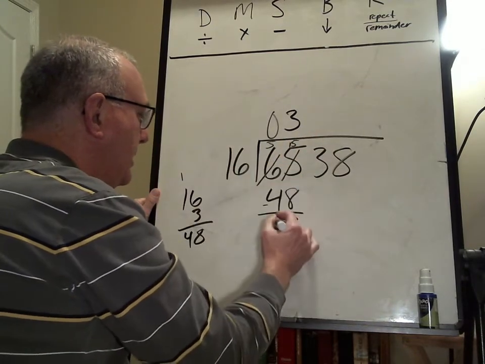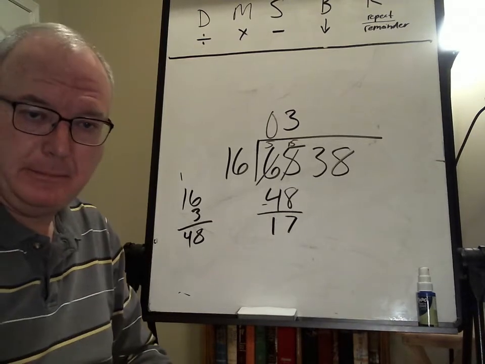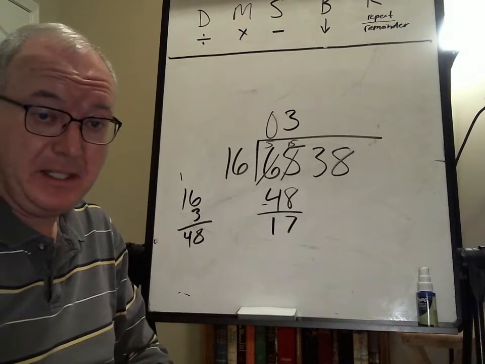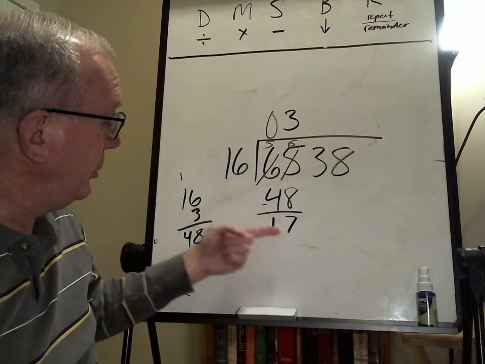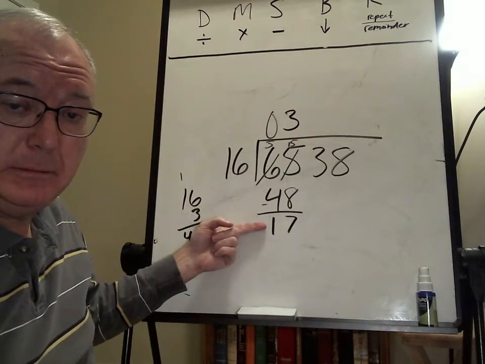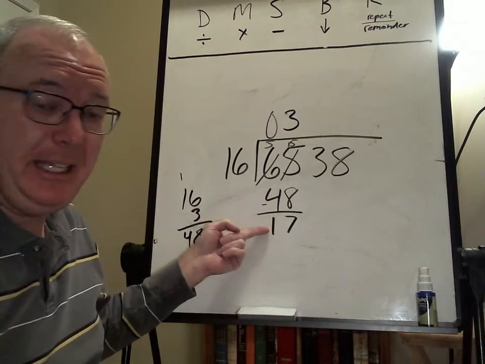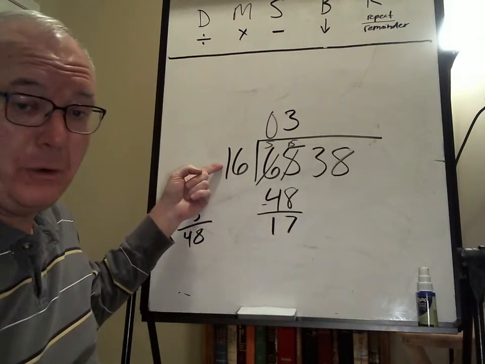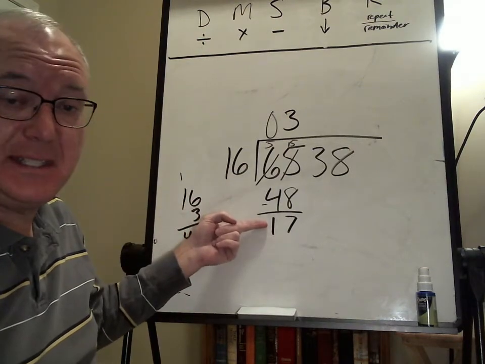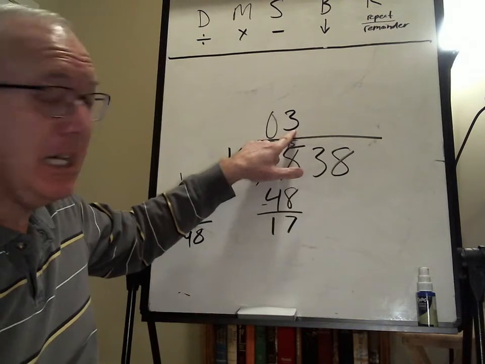And we get 17. We have a problem here. The problem is this, and keep this in mind. Whenever you subtract, your remainder down here, this is not the final remainder, but your remainder so far, cannot be 16 or more than 16. This is more than 16. We have a problem. We just found out 3 is not large enough.